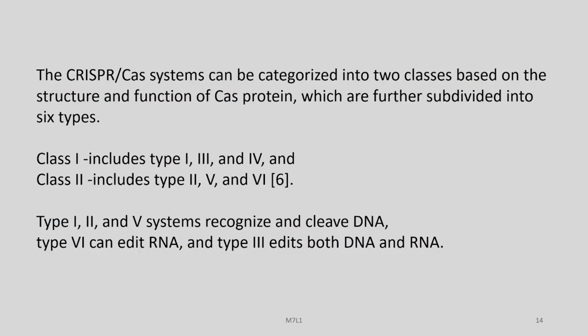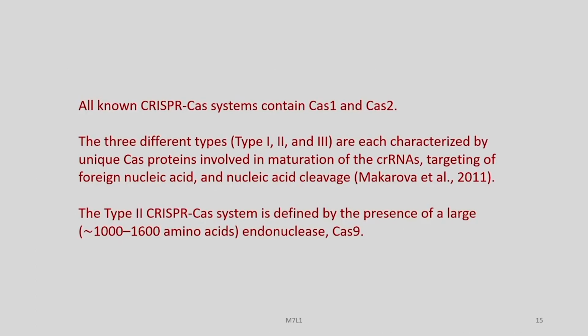The CRISPR-Cas system can be categorized into two classes based on the structure and function of Cas protein, which are further subdivided into 6 types. So, class 1 includes type 1, 3 and 4, class 2 includes type 2, 5 and 6. Type 1, 2 and 5 systems recognize and cleave DNA. Type 4 can edit RNA, and type 3 edits both RNA and DNA.